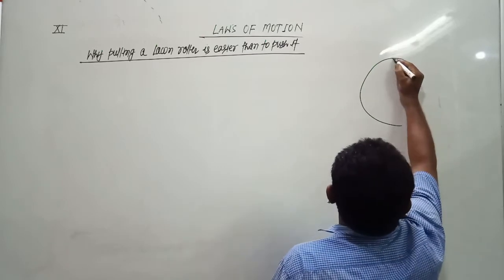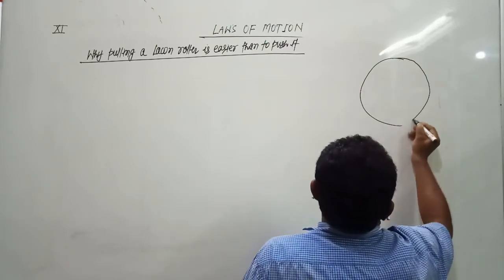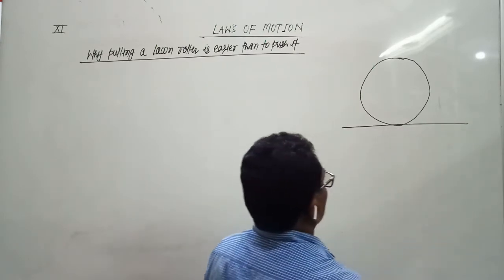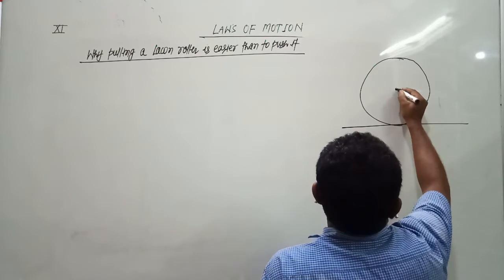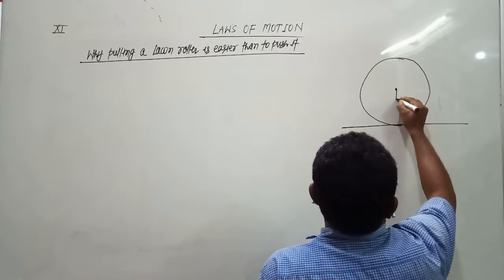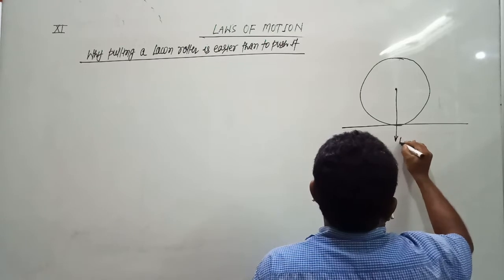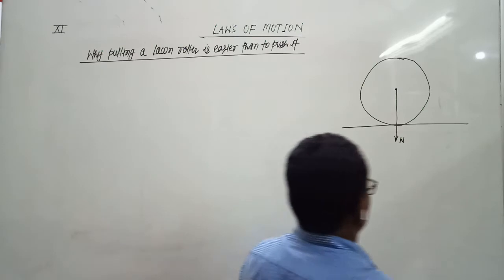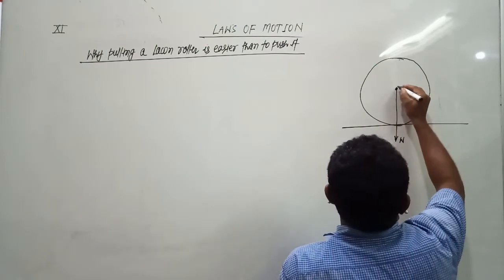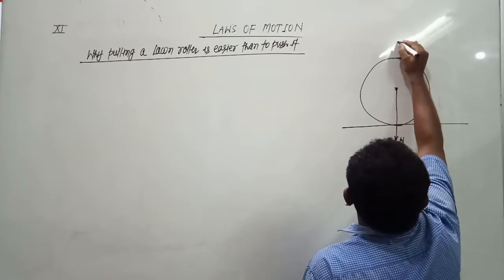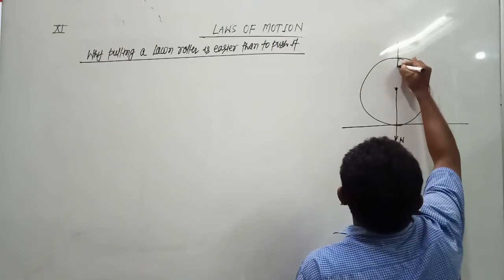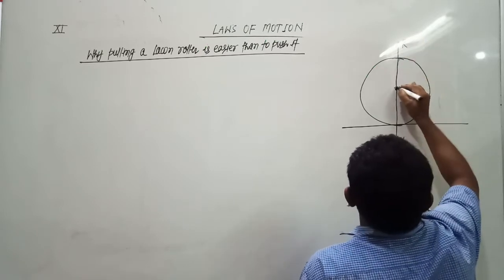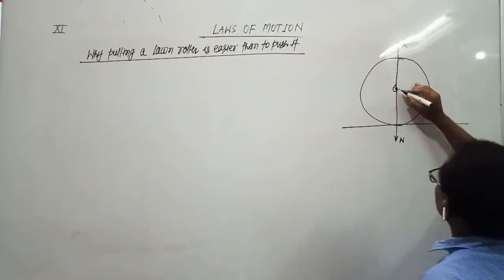Suppose there is a lawn roller, and this is the surface. So the weight of the lawn roller, W equals mg, acts in the downward direction, and its normal reaction acts opposite to the direction of the weight. R is the normal reaction acting.